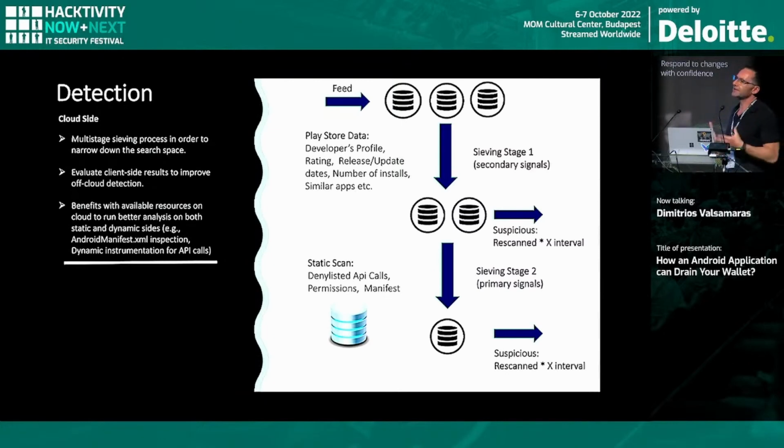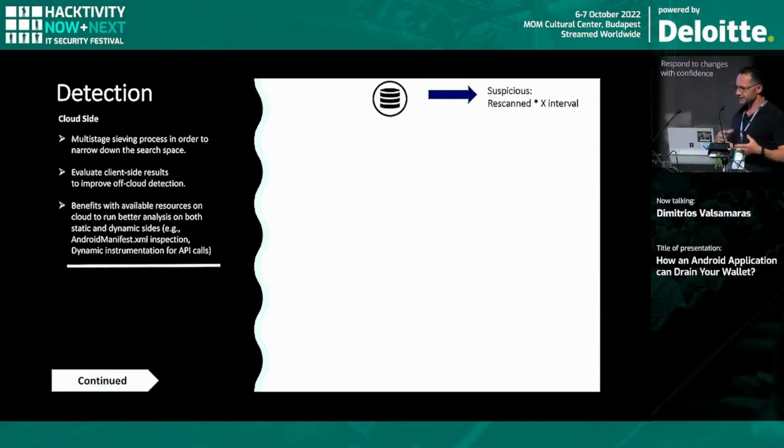Now, the next stage is a classic, let's say, traditional static scan. So what we do is scan the manifest, scan for specific API calls or specific permissions or specific strings. And again, the result is going to be, as before, nothing due to the fact that it's missing a critical API call or some kind of permission, or it has some, so it's going to be rescanned, or finally it reaches our threshold and is going to move to the next stage, which is the most demanding from a resources point of view.